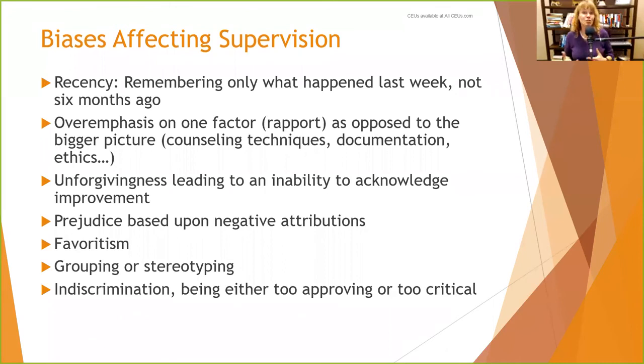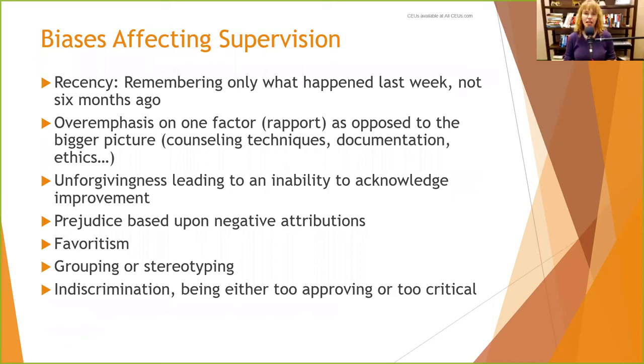The same is true if a supervisee has improved a lot over the year, but the first 6 months were pretty rough. You don't want to necessarily hold them hostage for that, but you do need to look at the entire time span. Another bias is overemphasis on one factor, such as can they develop rapport, as opposed to the bigger picture: their counseling techniques, documentation, ethics. A lot of your counselors are going to be really good at developing rapport and therapeutic alliance, but moving the client from point A to point B is a lot more difficult. So we want to make sure that we're looking at everything.